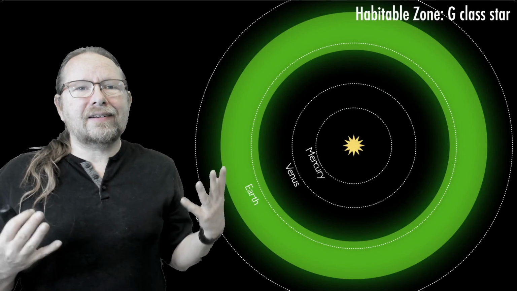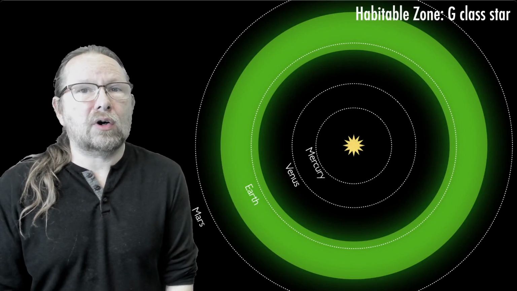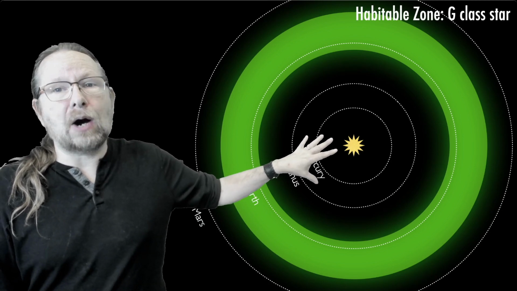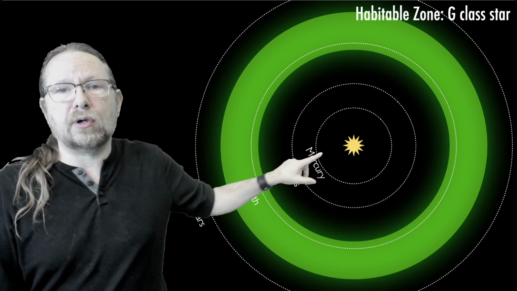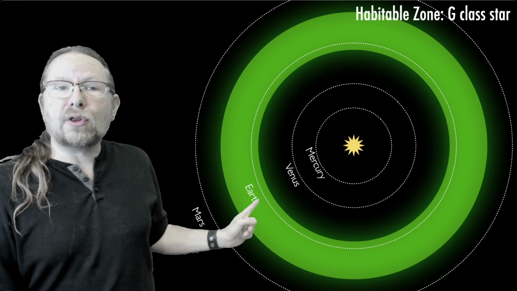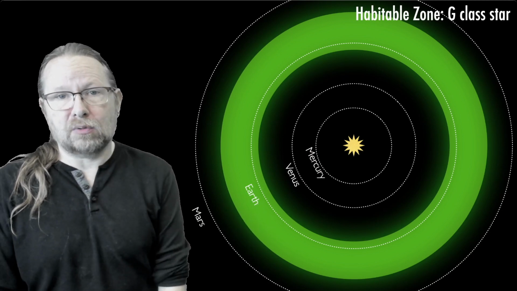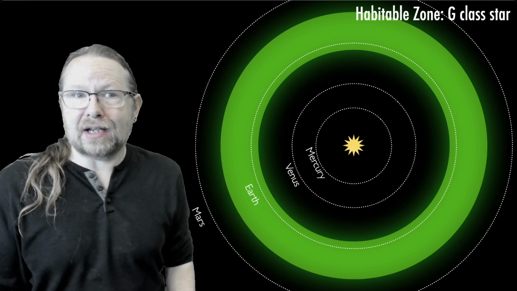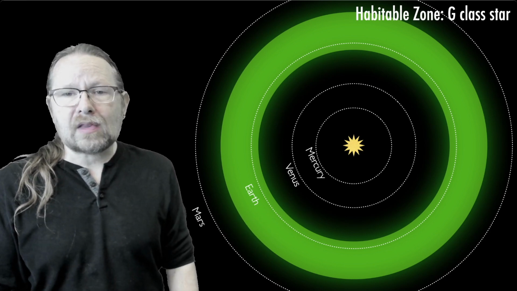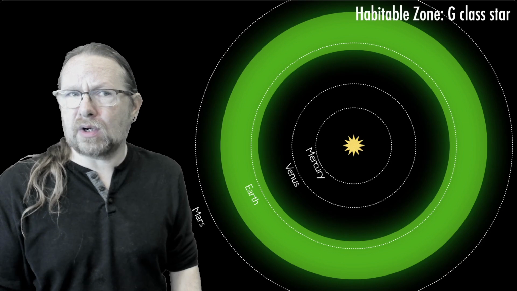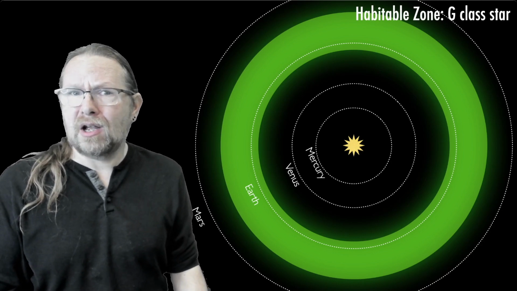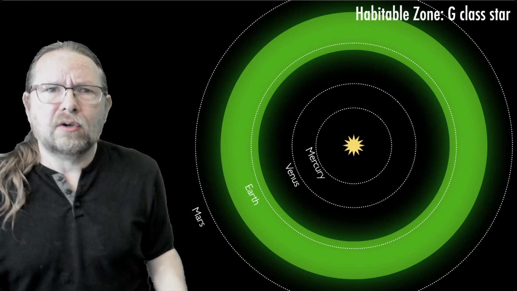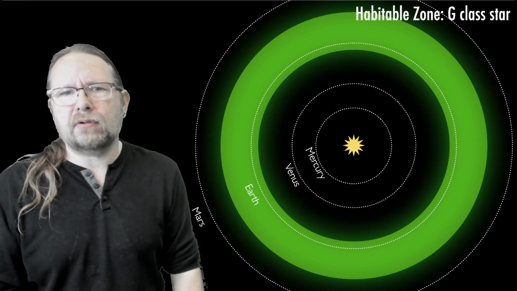Here's the approximate habitable zone for a G-class star like our Sun, with the orbits of the planets in our inner solar system shown: Mercury, Venus, Earth, and Mars. We know that we're in the habitable zone because we know we have liquid water on the surface. We know that Venus is well inside the habitable zone. And Venus probably never had liquid water on its surface, at least not for very long, before it all evaporated away and the greenhouse effect went haywire and raised the temperature to 850 degrees.